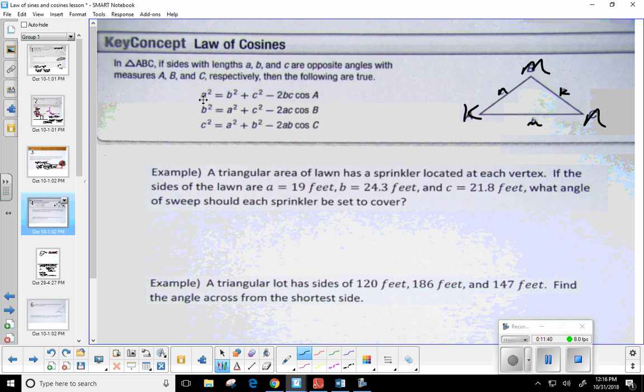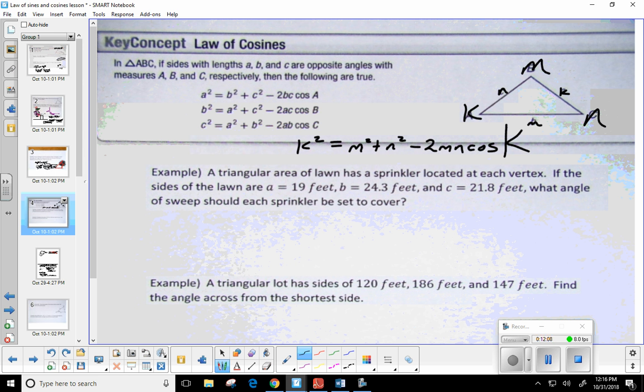Because I'm looking for that, I'm going to start K squared equals. Well, what would I do to the other two sides? That would be m squared plus n squared, minus 2 times m times n times the cosine of what? Angle K. That's the law of cosines.